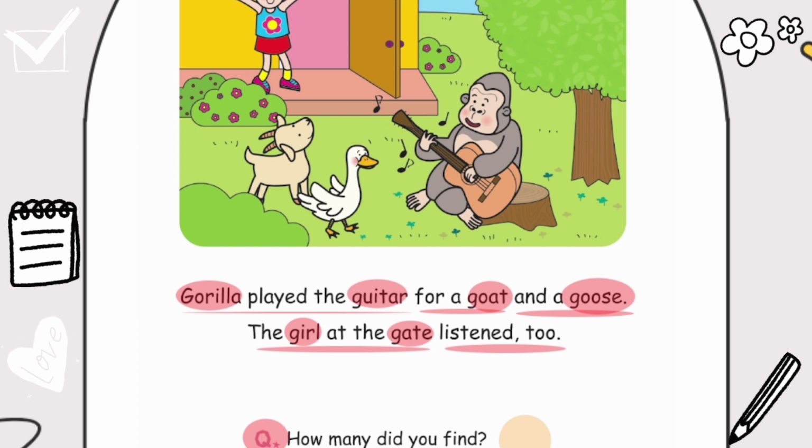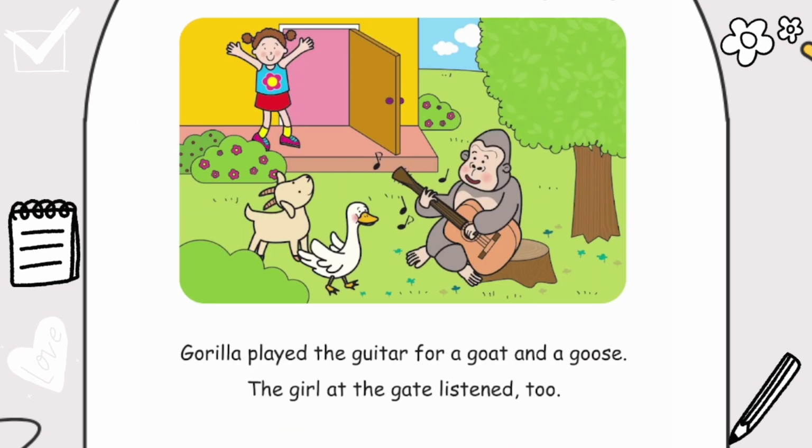How many did you find? This means we will all count how many G's we see. G, G, gorilla. 1, 2, 3, 4, 5, 6. Good job, everyone. Now let's write number 6 in the circle. Are y'all done? Amazing! Now let's go to the picture.